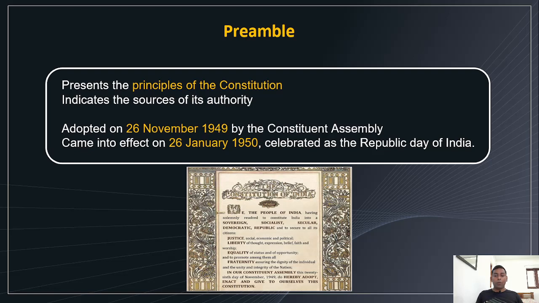We, the people of India, having solemnly resolved to constitute India into a sovereign, socialist, secular, democratic republic, and to secure all of its citizens justice, social, economic, and political, liberty of thought, expression, belief, faith, and worship, equality of status and opportunity, and to promote among them all fraternity, assuring the dignity of the individual and the unity and integrity of the nation. In our Constituent Assembly, this 26th day of November 1949, do hereby adopt, enact, and give to ourselves this constitution. So you have to learn it by heart. That's the most important part of the constitution, preamble, introduction.